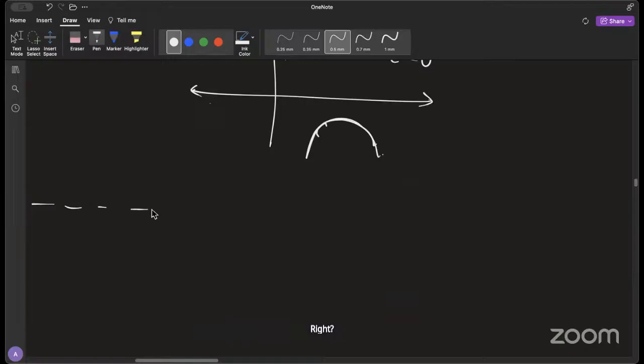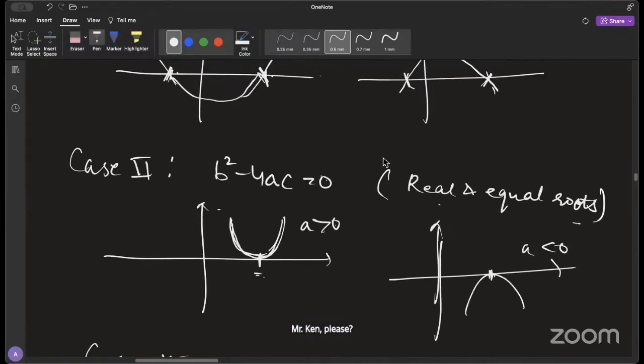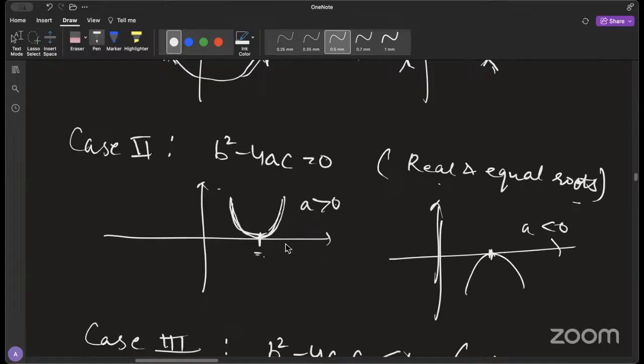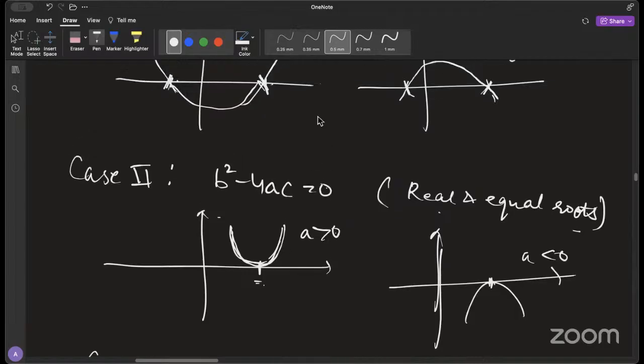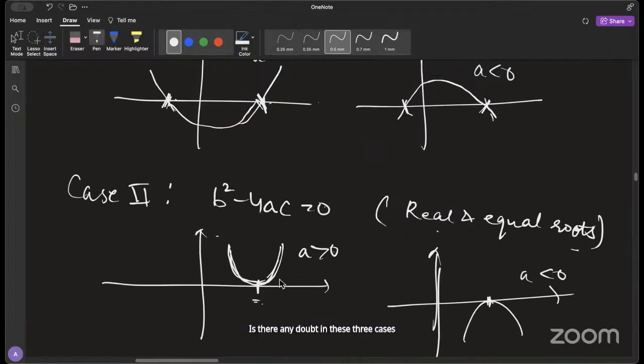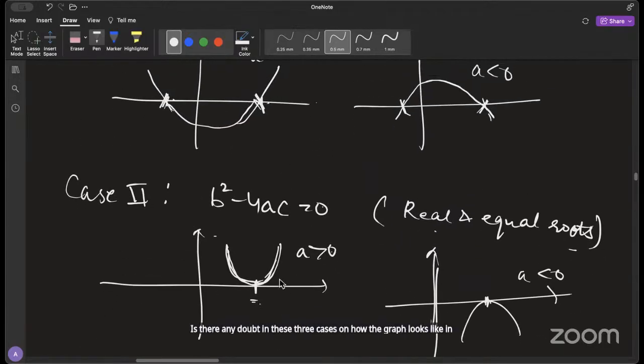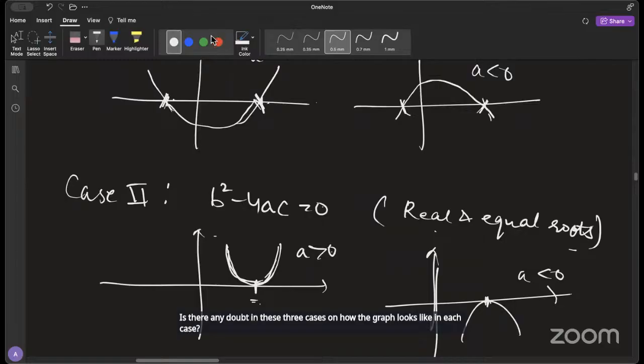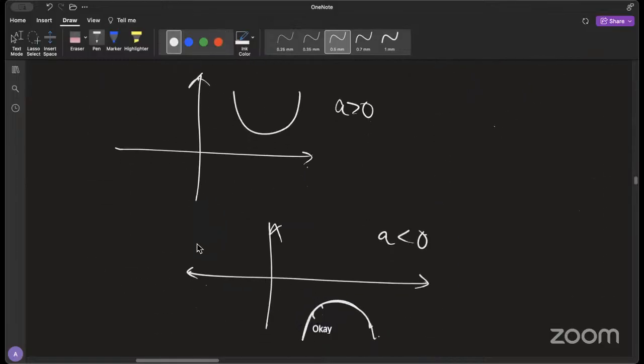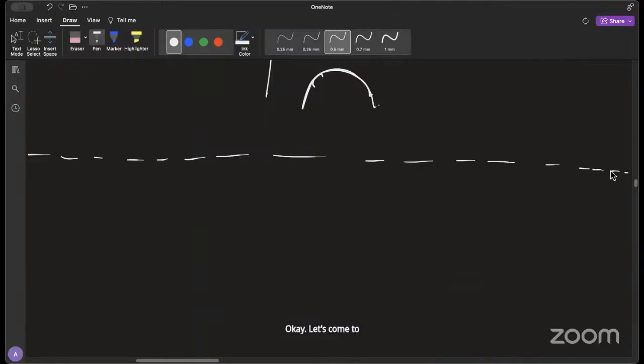Now let's come to the second piece. Is there any doubt in these 3 cases and how the graph looks like in each case? Not at all. Okay.